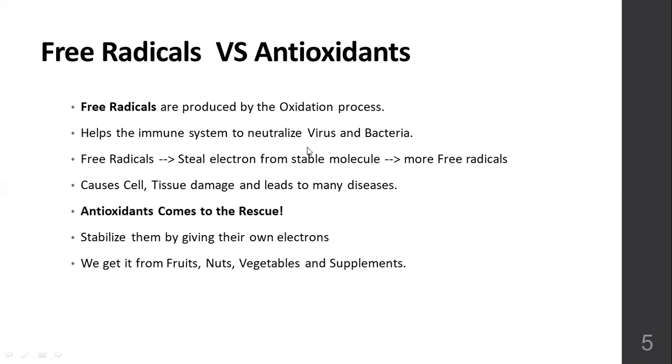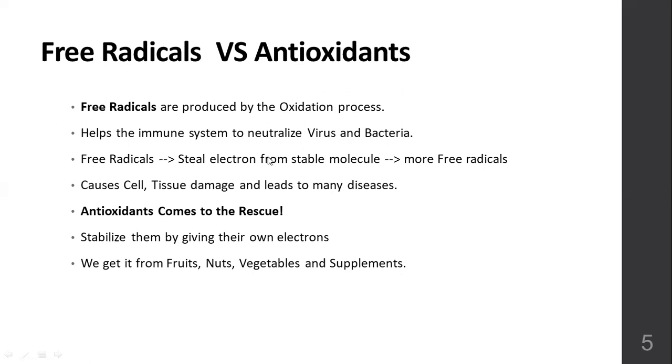It helps the immune system neutralize virus and bacteria. Free radicals steal electrons from stable molecules, and that leads to more free radicals. This is the chain reaction. The free radical goes in search: now that it has lost one electron, it will frantically search for where it can gain one electron to stabilize itself.